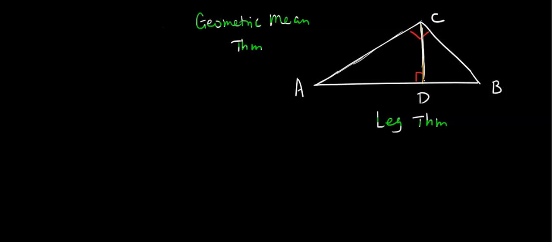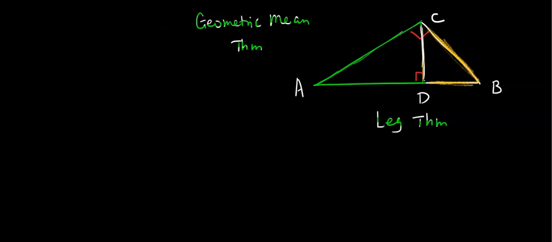CD divided hypotenuse AB into AD and BD. I color them green and yellow. Since I colored AD green, I'm going to color AC green also. Why? You will know very soon. I color BD yellow, and I'm going to color BC yellow also. Why? I'm going to explain right now.